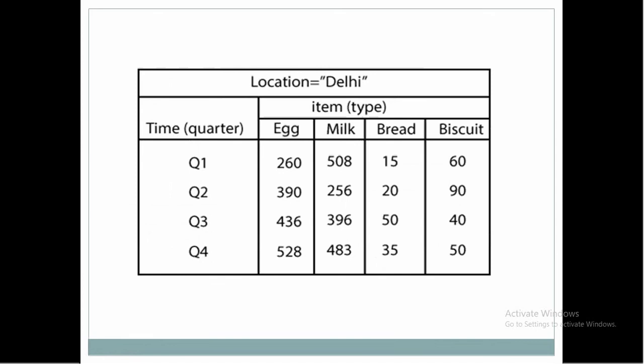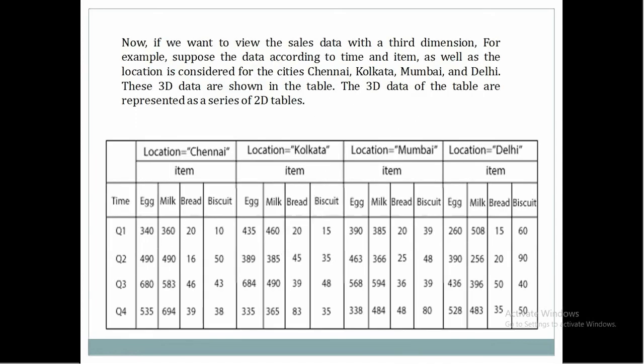Let's take another example, location. Now if we want to view the sales data with the third dimension, suppose the data according to time and item as well as the location is considered for the cities. These 3D data are shown in the table. This 3D data is represented as a series of 2D tables. Here location equals Chennai. These are the item and time, quarterly Q1, Q2, Q3, Q4. Then Kolkata, location Mumbai, and corresponding items, and location equals Delhi and items are as follows.